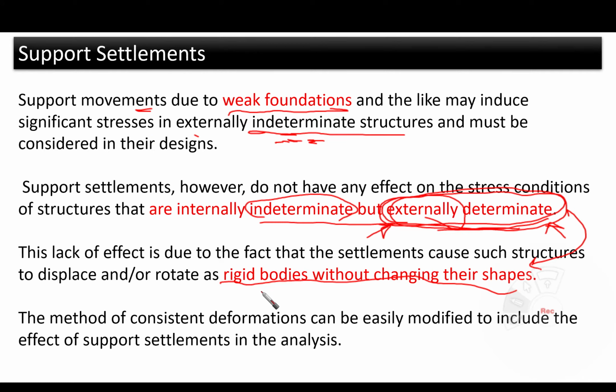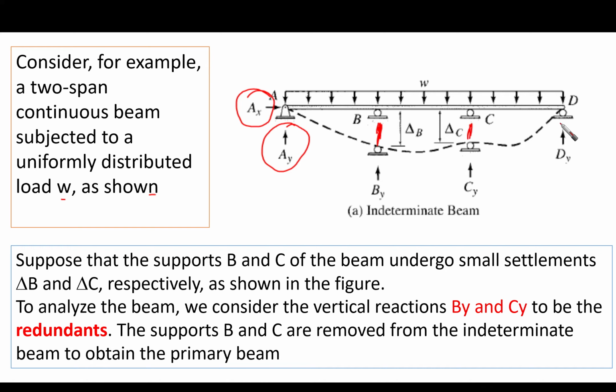Okay, so first of all, consider, for example, a two-span continuous beam subjected to a uniformly distributed load W as shown. Here we have our structure, as you can see. We have 4 supports. One of them is a hinge, with 2 reactions. At B we have only 1 support, which means 1 reaction. Here it is a roller and we have 1 reaction. Here it is a roller and we have 1 reaction. Here it is a roller and we have 1 reaction.